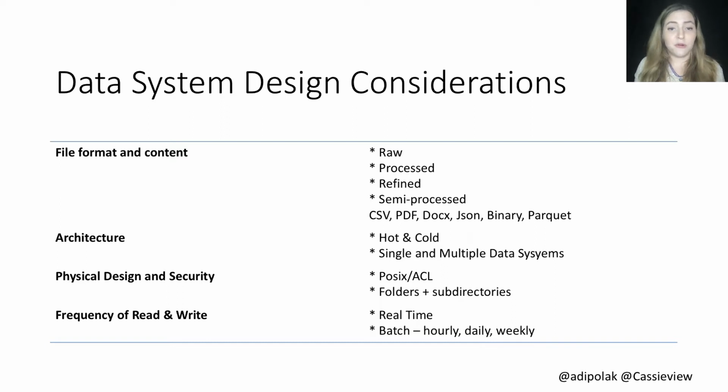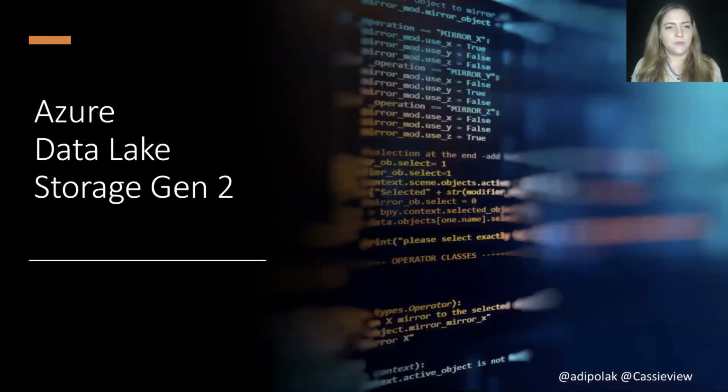Something like reports that I produce every hour or every day or every week. So what is the frequency in read and write? It's also going to impact how I define this storage, if it's going to be a hot storage, something that I need fast access to, or a cold storage. So this is all the data system considerations that we need to think about when we're designing our data systems.